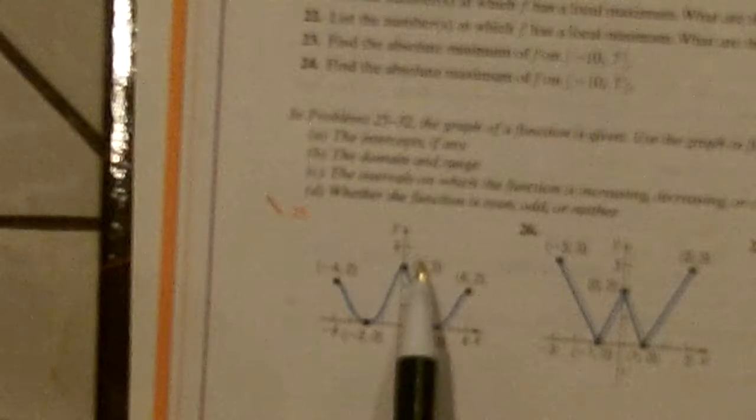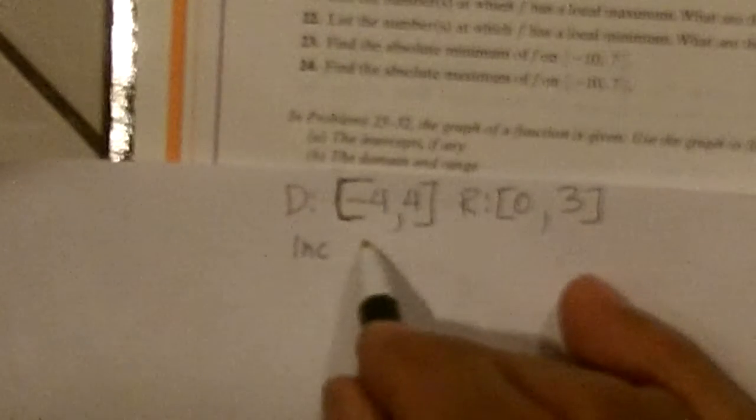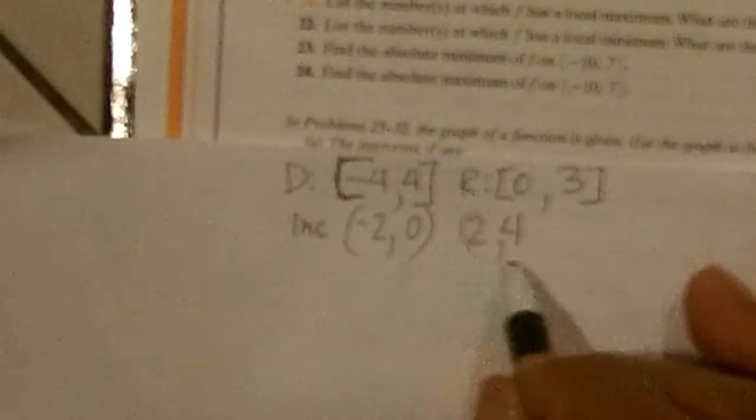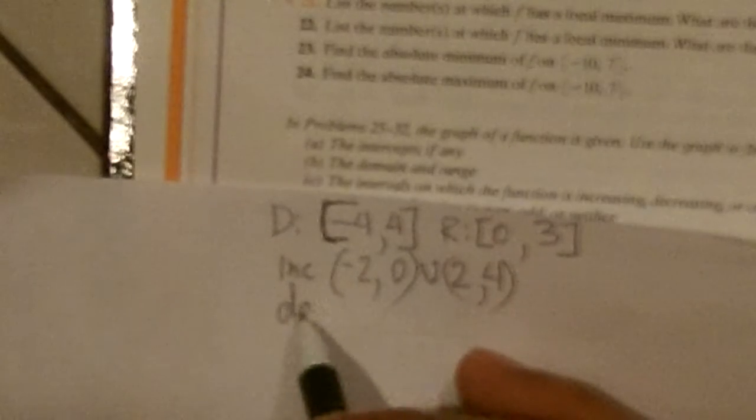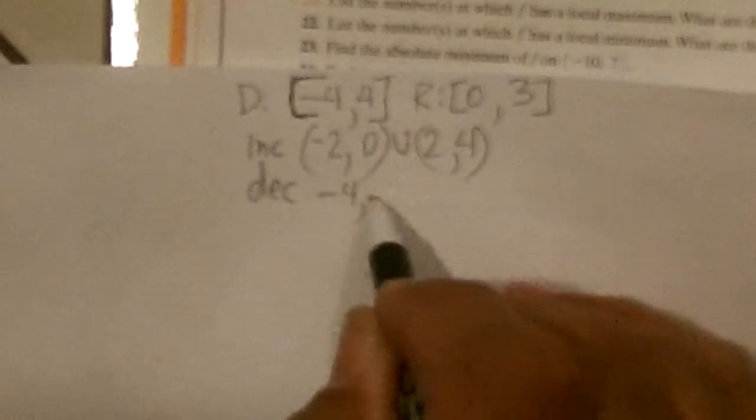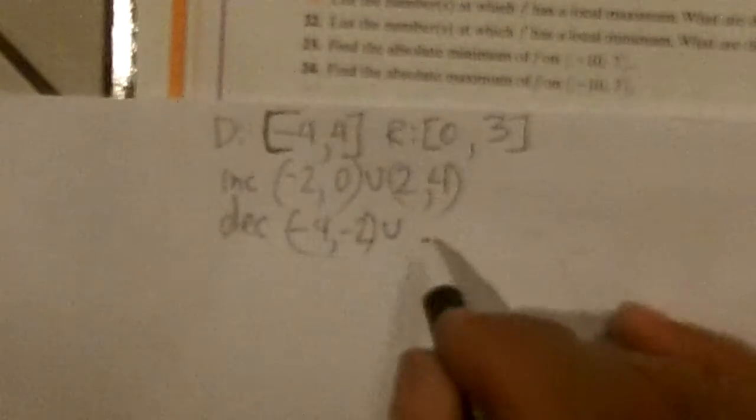Interval in which the function is increasing. So it's increasing from -2 to 0. We always look at the x's. -2 to 0, and from 2 to 4. Then decreasing. It's decreasing from -4 to -2. And from 0 in the x to 2 in the x.